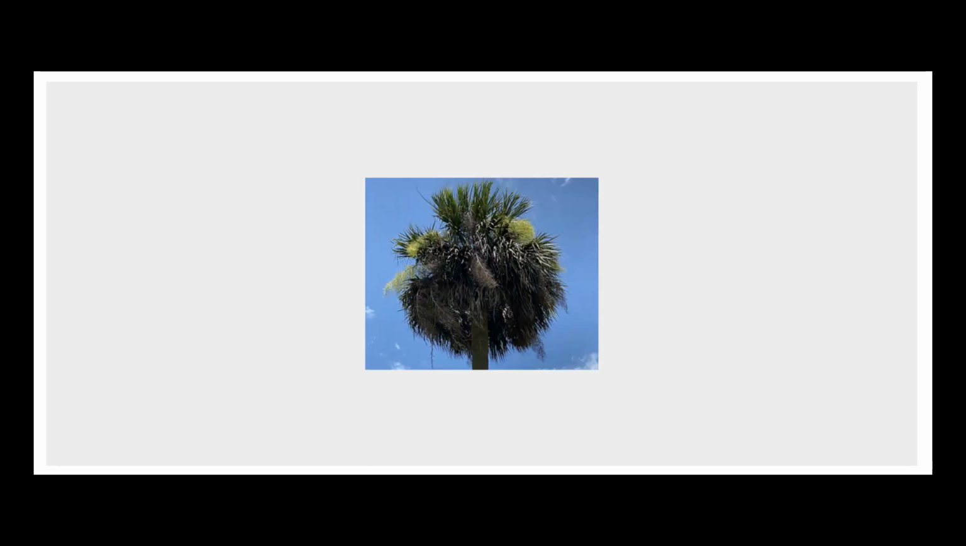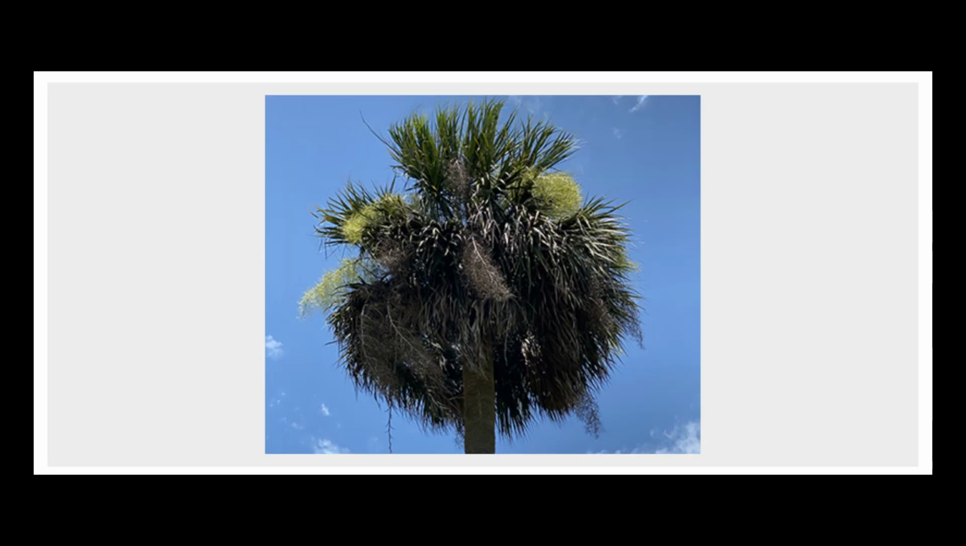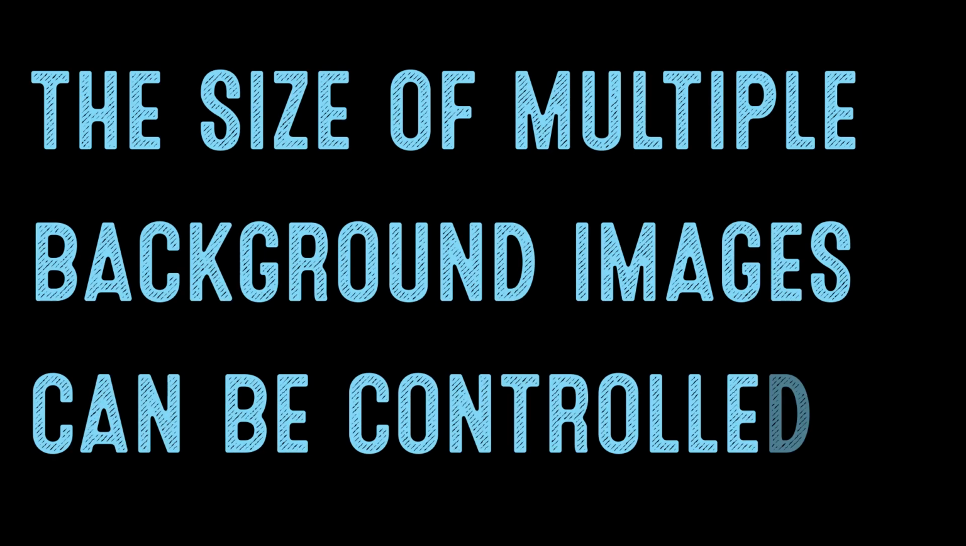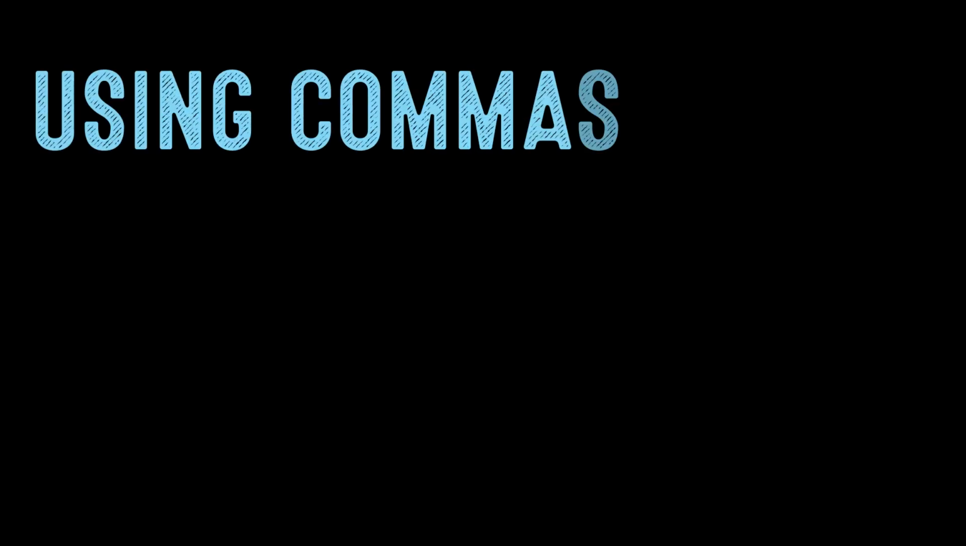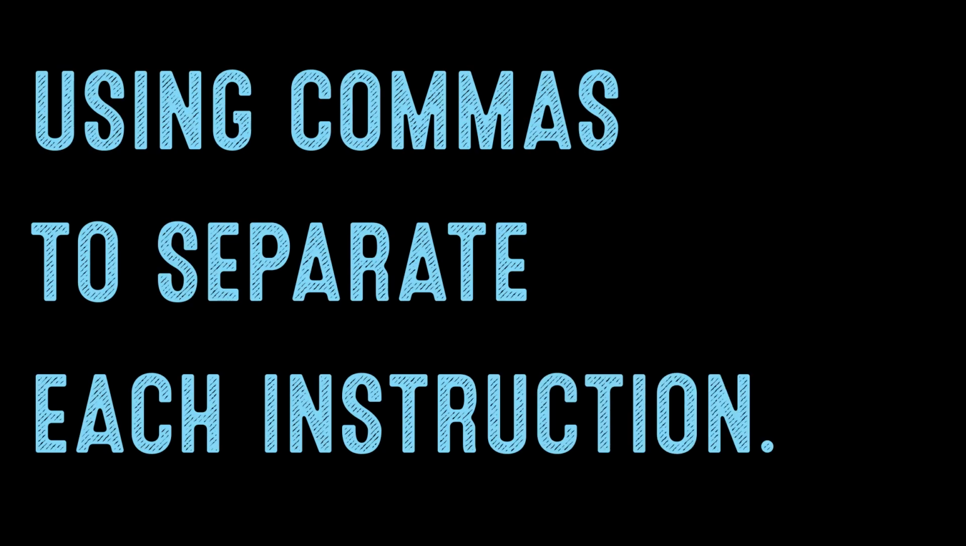In our fourth example, we are looking at a background size of auto, set for width, and a height set at 50%. So the displayed image is limited by the height at 50%. In our fifth example, we are looking at a background size of auto set for the height and the width set at 50%. So the displayed image is limited by the width at 50%. The size of multiple background images can be controlled using commas to separate each instruction. For multiple background images, background size: auto, comma, contain.